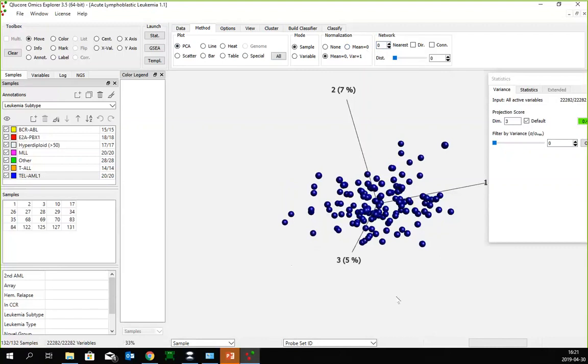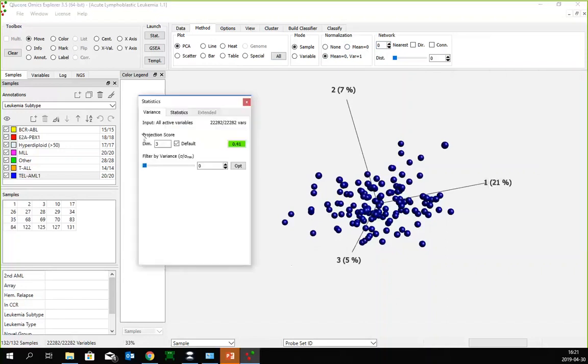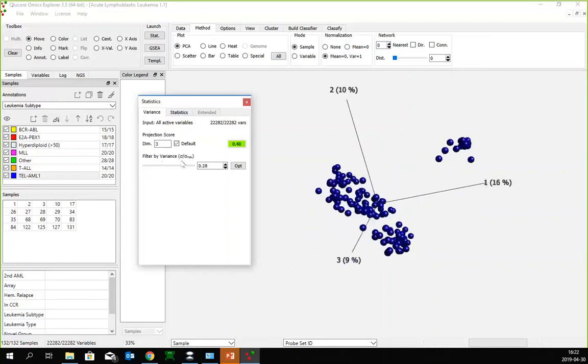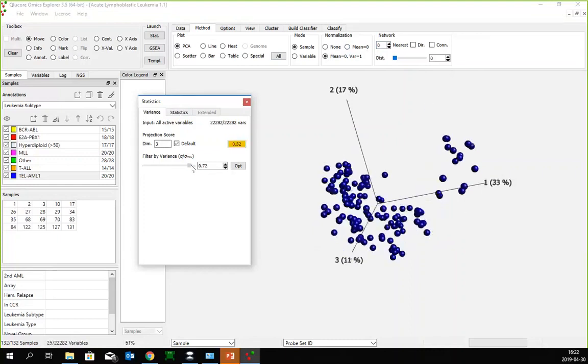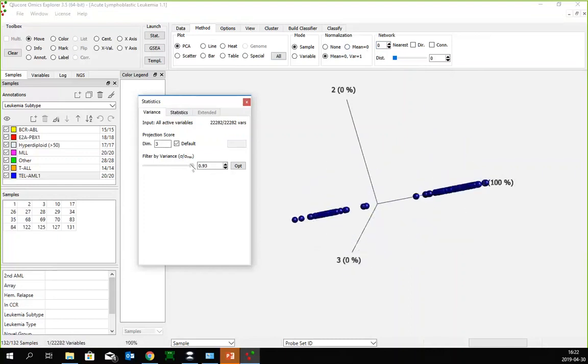Now I do variance filtering with the variance tab on the statistics window here. It's new in 3.5 that statistics and variance are on different tabs. I start doing variance filtering and somewhere that other group appears. If I keep doing variance filtering, the result will deteriorate, and around here, the result is useless to me.